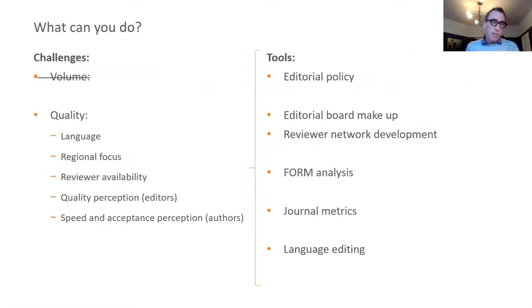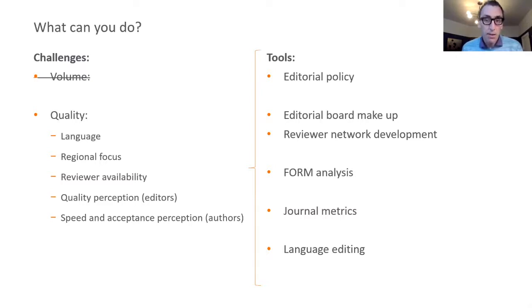And the question, when we talk about this, is what can you do? Well, the volume, there's not much you can do about it. The volume is there. The quality is a challenge, because of course we all have the challenges of language, sometimes an over-regional focus in the content, reviewer availability, quality perception. I think we all tend to have lagging data in this industry, so it's entirely natural that we have a lagging perception of quality. But the quality is changing so fast. Then there is speed and acceptance perception from the authors, because we need to show them that we are there to be fast and with a bias to publish on their behalf. And what tools can we use to serve those needs?